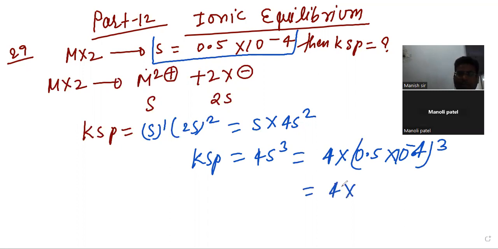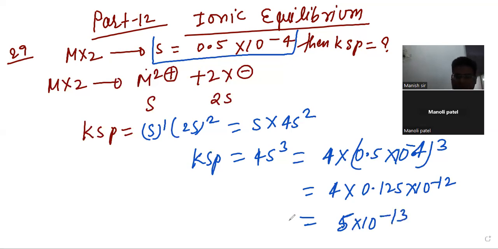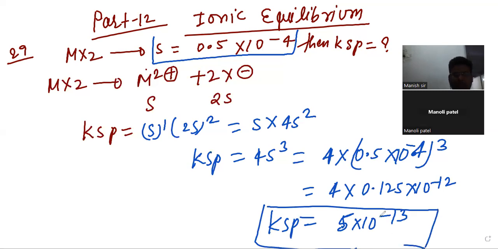So it will be 4 into how much? That will be 0.125 × 10^-12. Calculate it and you will get the solubility product as 5 × 10^-13. That is equal to Ksp. So please write it down.